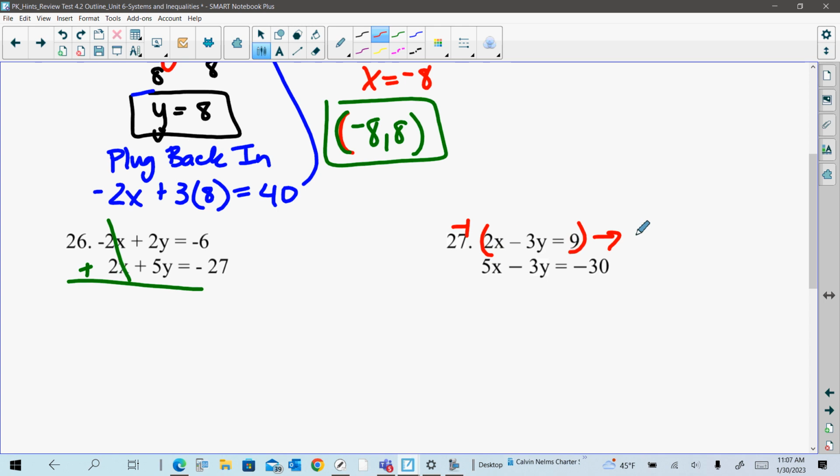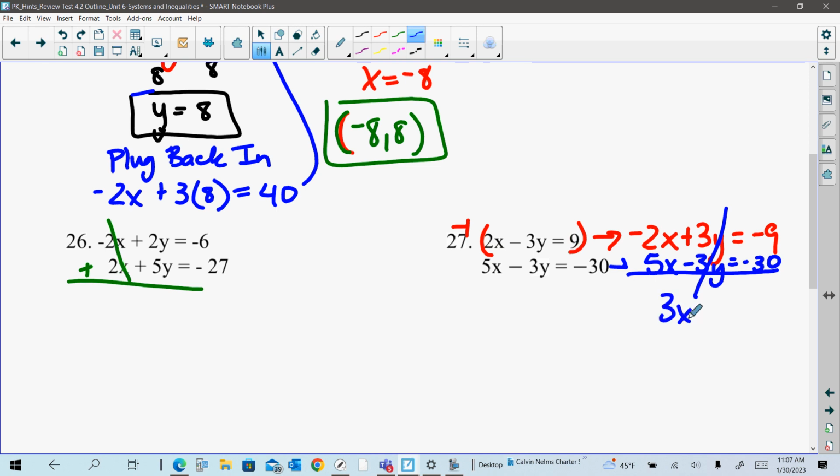Okay, so when I rewrite this, this becomes negative 2x plus 3y equals negative 9. The bottom equation is going to stay: 5x minus 3y equals negative 30. So now the y's are opposite to be eliminated. This is going to leave me with 3x equals negative 39. So just divide by 3. X is going to equal negative 13. Are we done? Nope.